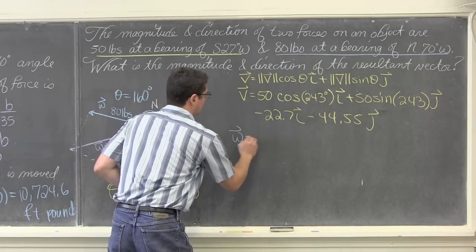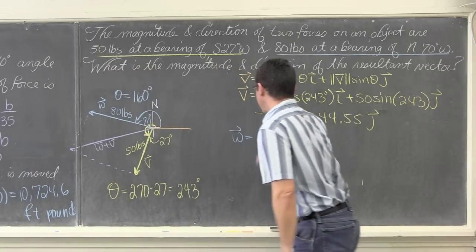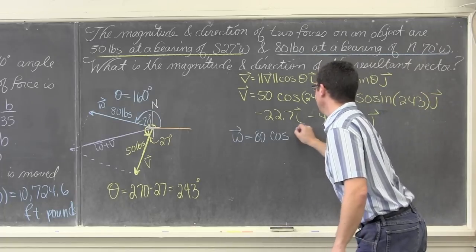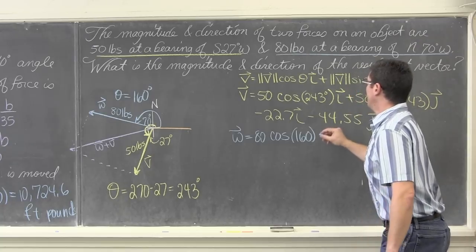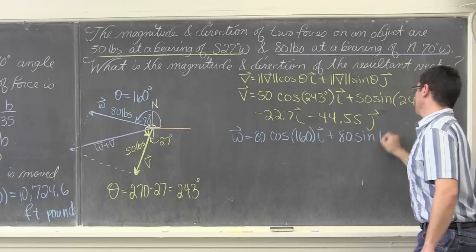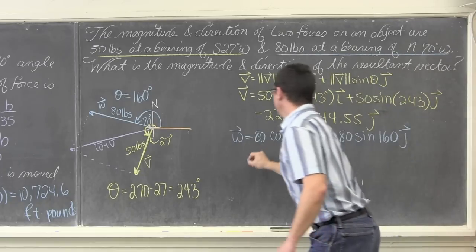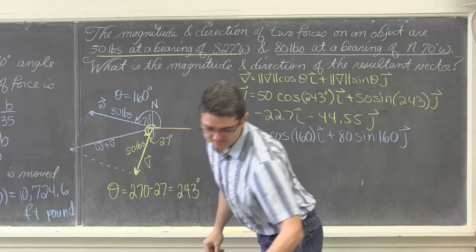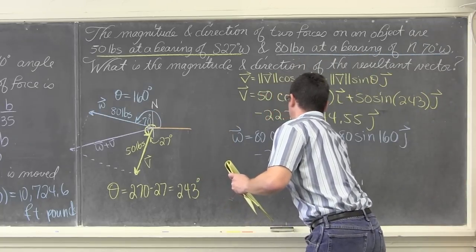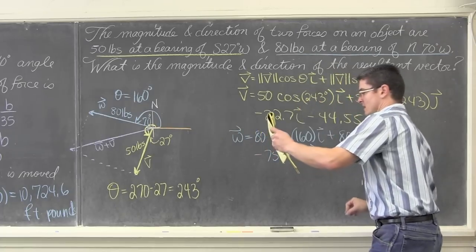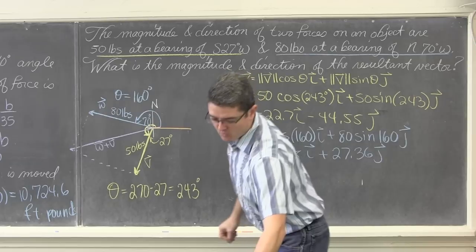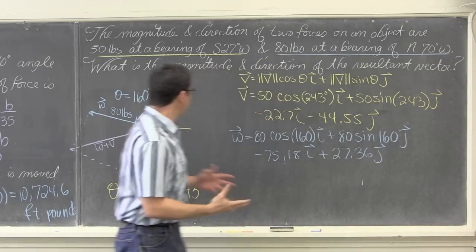So W is going to be its magnitude, which is 80, times the cosine of theta, which is 160, I plus, again, 80 sine 160 J, and then vector W is equal to, therefore, negative 75.18 I plus 27.36 J.